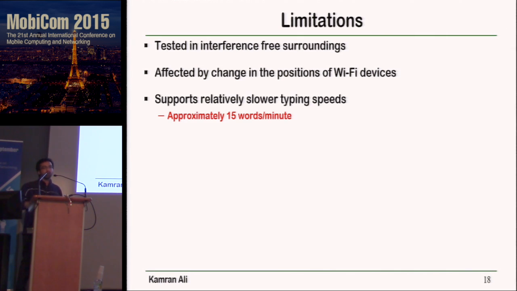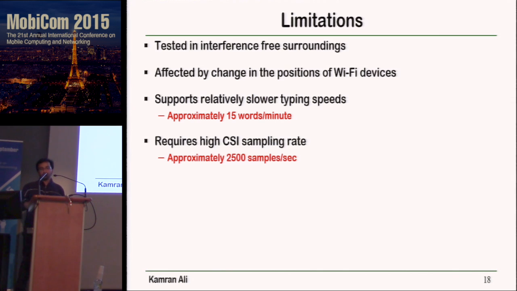And right now Y key only supports relatively slower typing speeds of around 15 words per minute, and it requires a relatively high CSI sampling rate in order to get high resolution CSI waveforms and achieve higher accuracies. Similarly, it requires many training samples per key in order to achieve reasonably high accuracies.